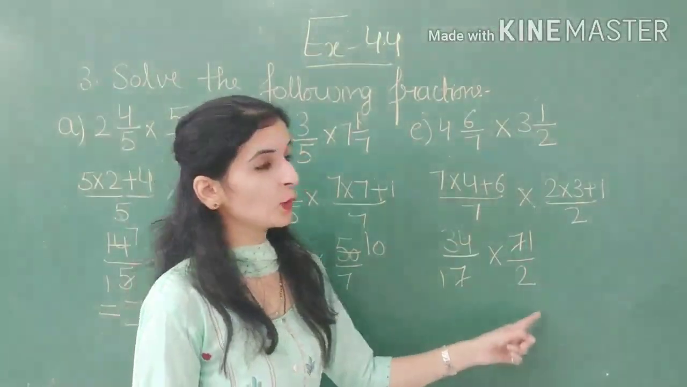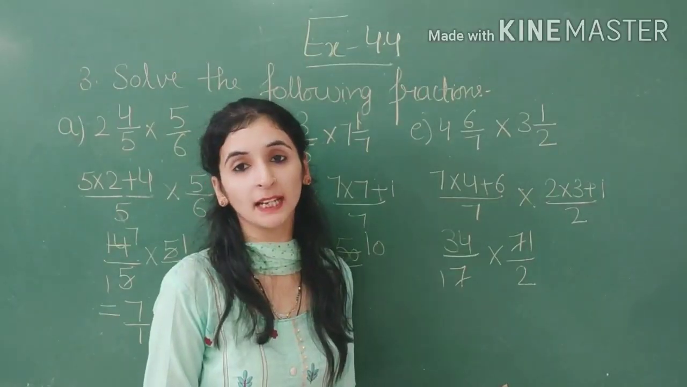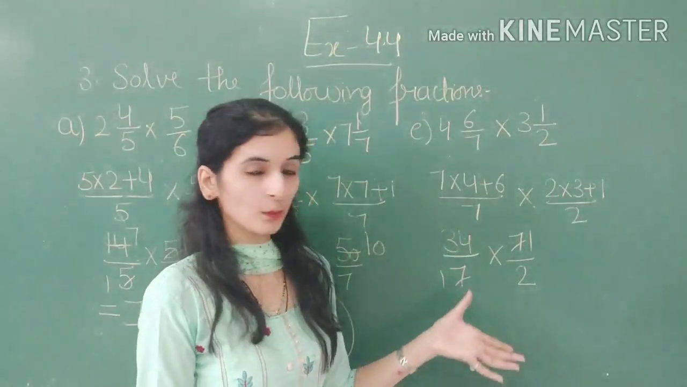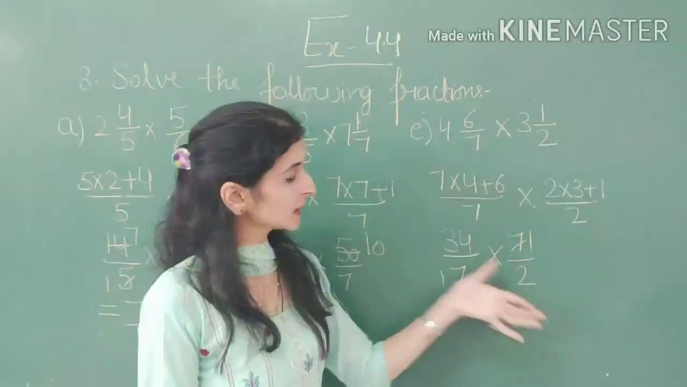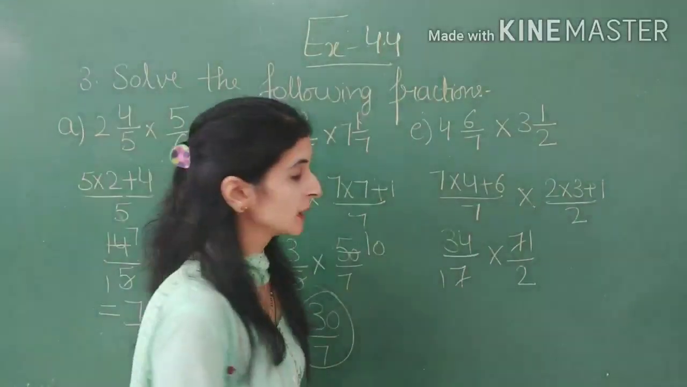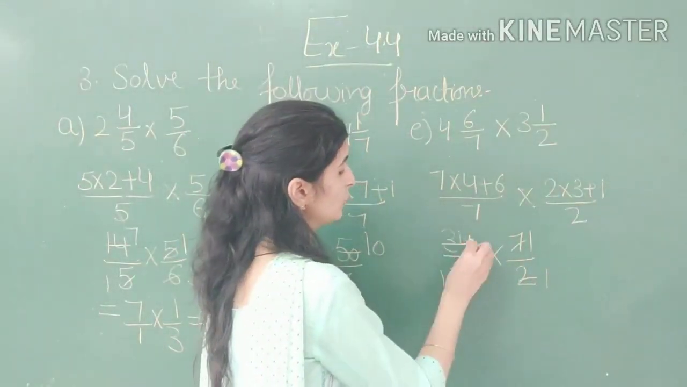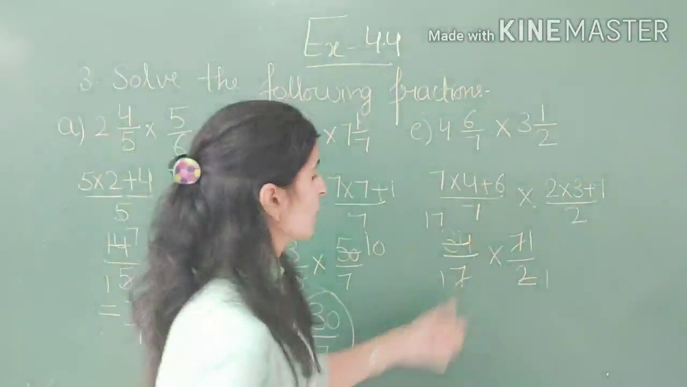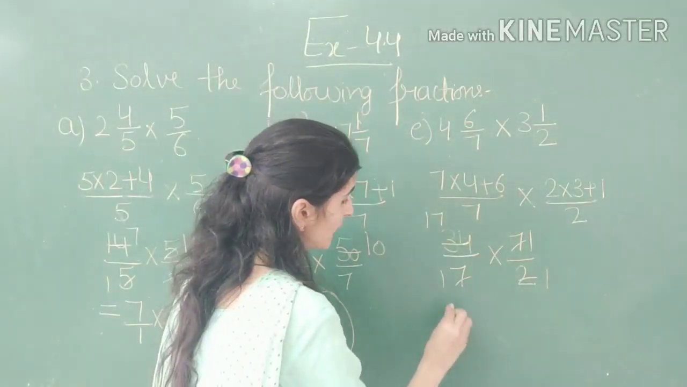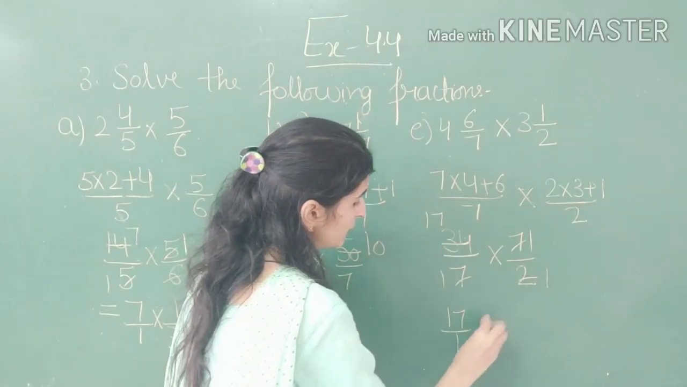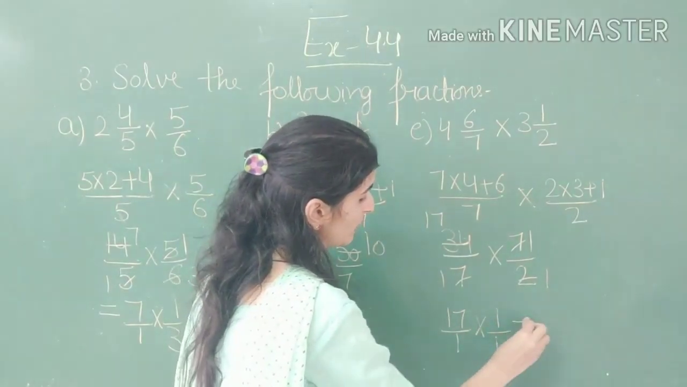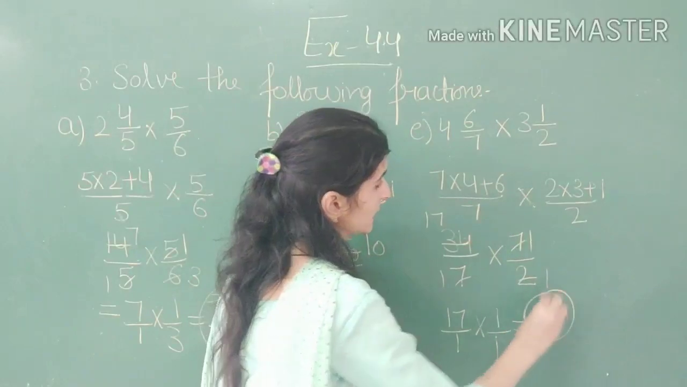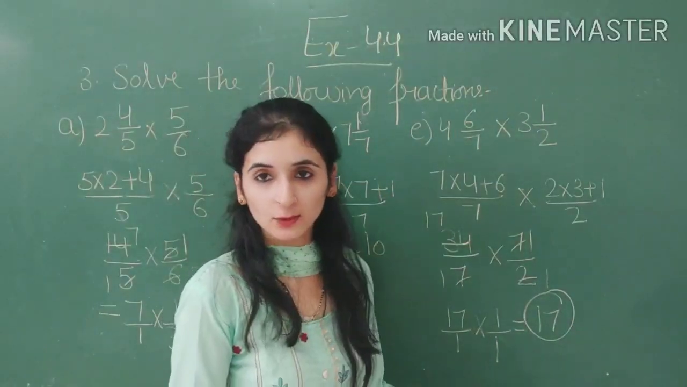Now this 34 and 2 both are divisible by 2. Both have common factor 2, so we can divide this 34 and 2 both by 2. So 2 ones are 2 and 2 17s are 34. Right? Now the remaining part we have is 17 by 1 multiplied by 1 by 1, which is equal to 17. So this is our answer.